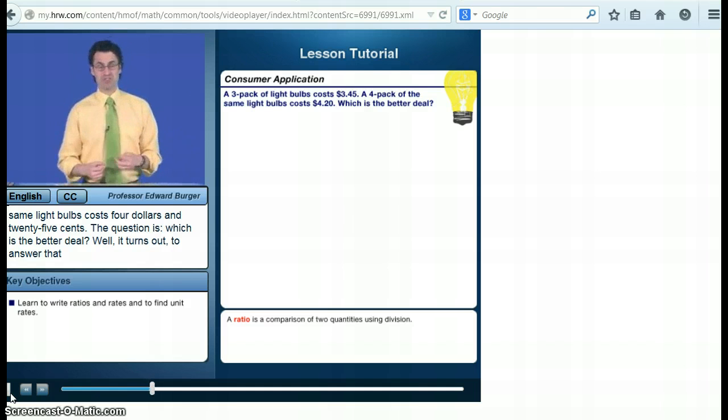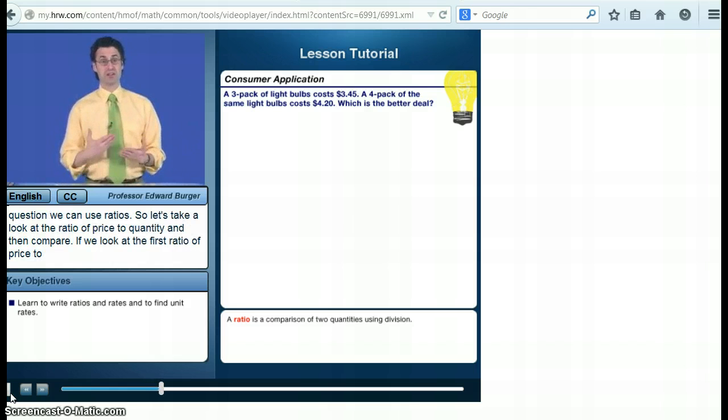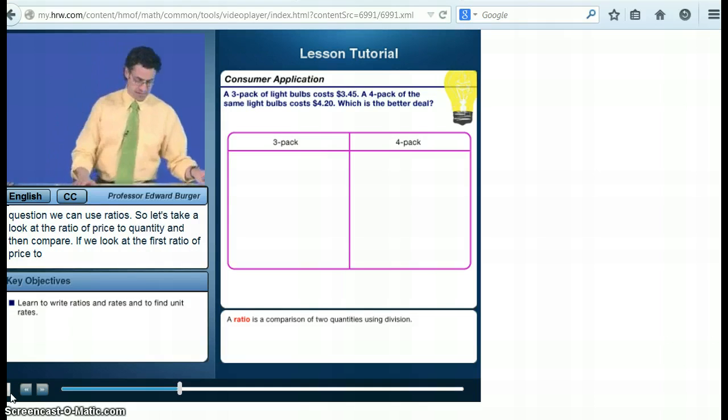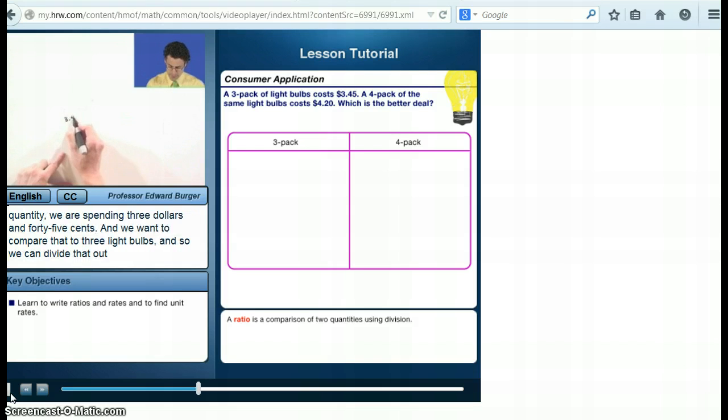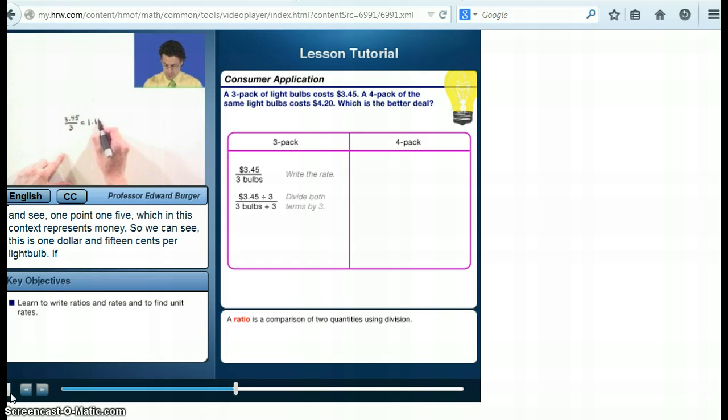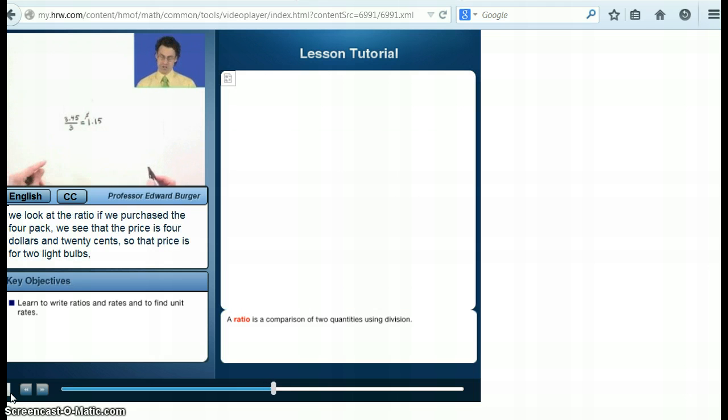Well, it turns out to answer that question, we can actually use ratios. So let's take a look at the ratio of price to quantity and then compare. If we take a look at the first price to quantity, we're spending $3.45, and we want to compare that to 3 light bulbs. And so we can actually divide this out and see 1.15, which in this context represents money. And so we see this is actually $1.15 per light bulb.